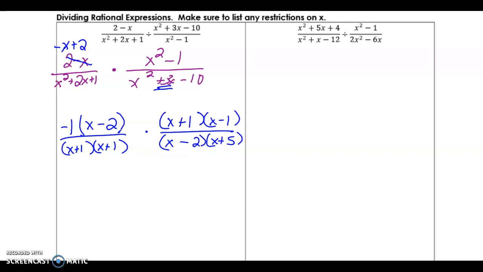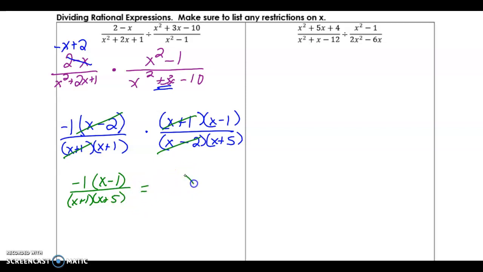All right, from there we can simplify. X minus 2's will cancel, x plus 1's will cancel, and looks like that's it. So we're left with a negative 1 times x minus 1 on the numerator. And the denominator, x plus 1 times x plus 5. So you could leave your answer like that.